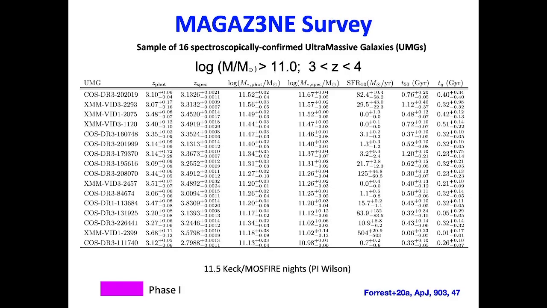So here's how we did. We actually managed to confirm 16 of those targets. We got spectroscopic redshifts, and if you look in this column, the spectroscopic redshifts that we got were actually pretty good, pretty close to the photometric estimates. And the stellar masses were also pretty accurate, pretty close to the photometric stellar mass estimates.